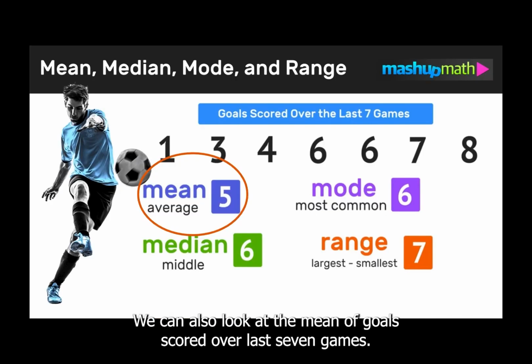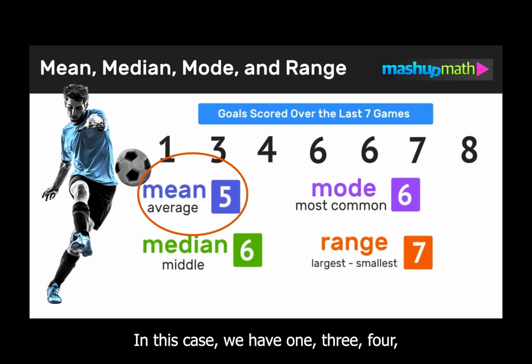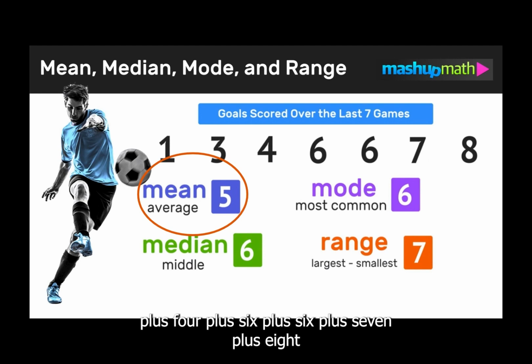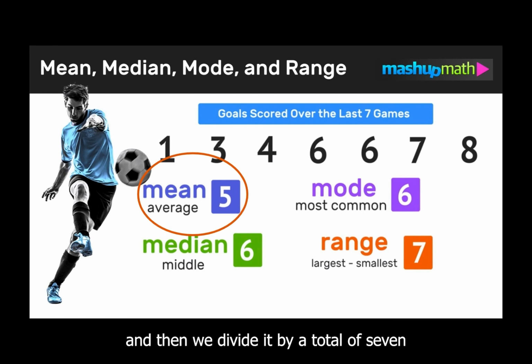We can also look at the mean of goals scored over the last 7 games. In this case, we have 1, 3, 4, 6, 6, 7, and 8 goals scored. As we look at it, the mean of this is 5 because we add 1 plus 3 plus 4 plus 6 plus 6 plus 7 plus 8, and then we divide it by a total of 7 to give us a mean average of 5.